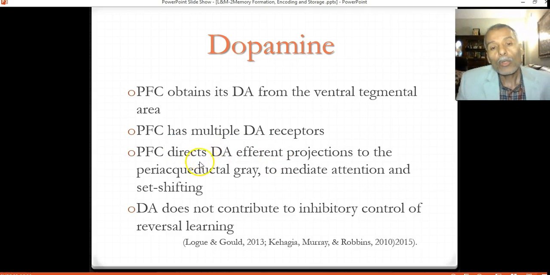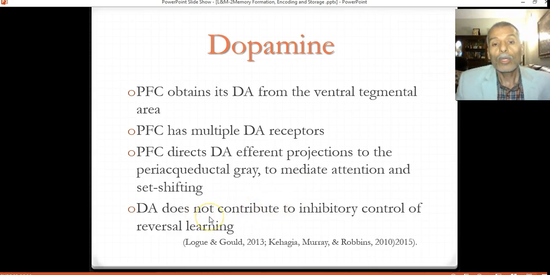The prefrontal cortex also directs. So this is where it receives the dopamine, but its pathways that use dopamine are directed to an area called the periaqueductal gray, which is basically in the core of the brain. That is going to help us control our attention and direct our attention in the way that we want, and switch attention from one task to another.